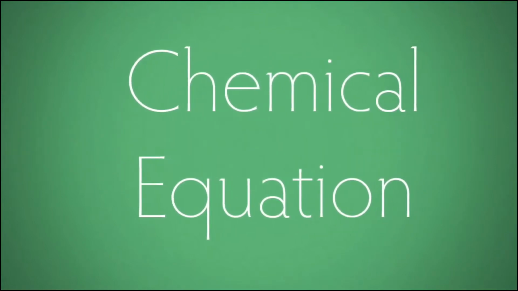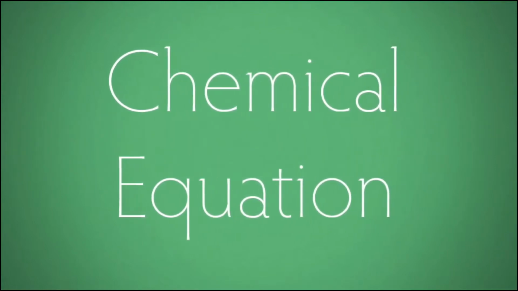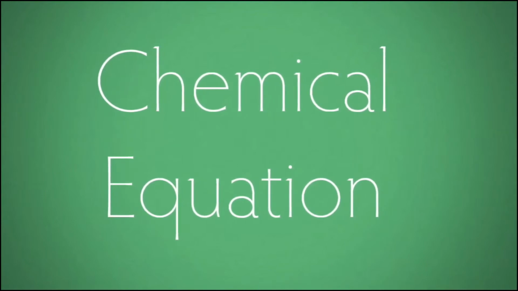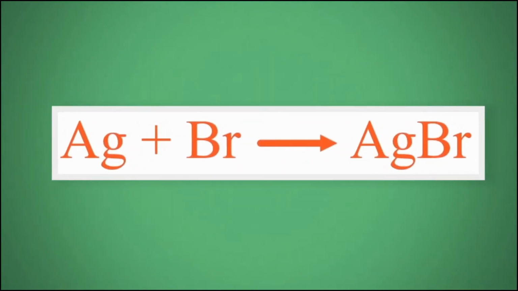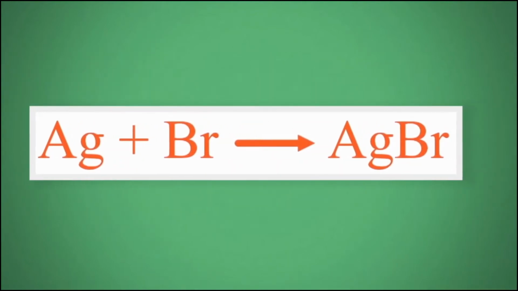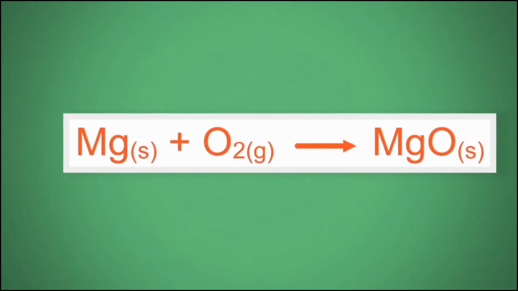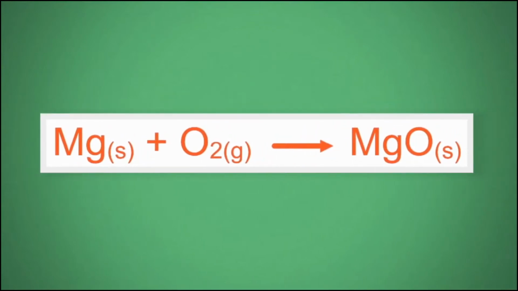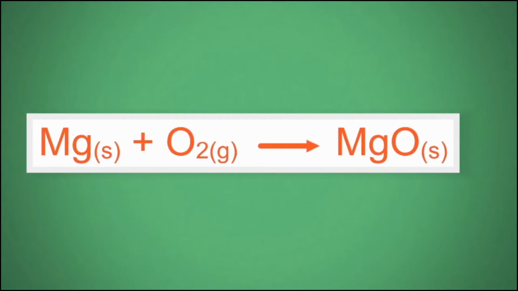Another way to represent a chemical reaction is by using a chemical equation or a skeleton equation. Chemical equations use symbols and formulas to represent each substance. Chemists also usually put in parentheses the states of matter for each substance.